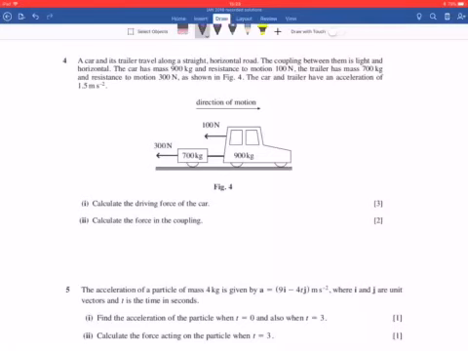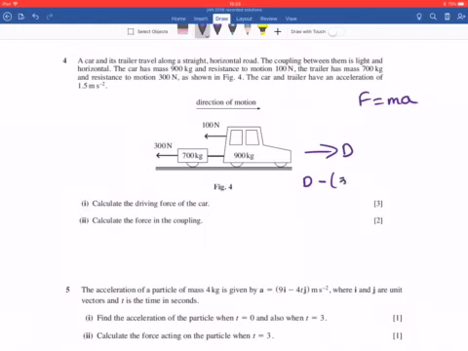Okay, so question 4. We're going to apply Newton's second law. The driving force of the car would be that direction. The whole system, the force equals mass times acceleration. So what have we got? The driving force in the opposite way. We've got 900 and 700. Sorry, no, that's the weight.